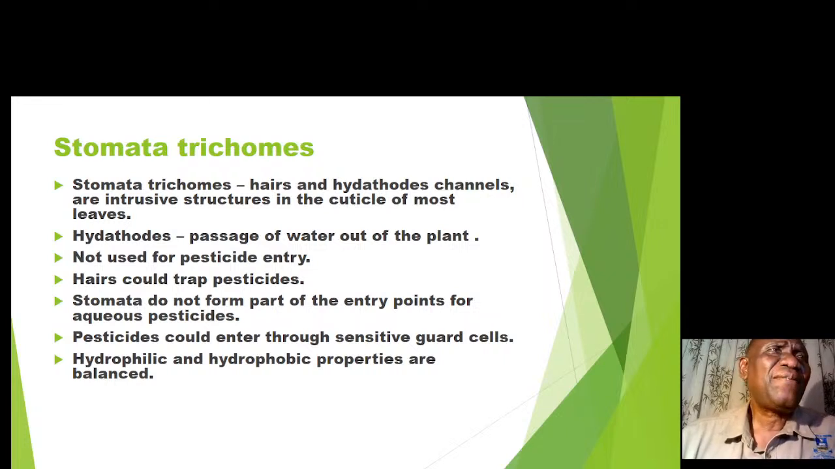So we can have hydrophilic and hydrophobic properties, which are balanced within the plant.